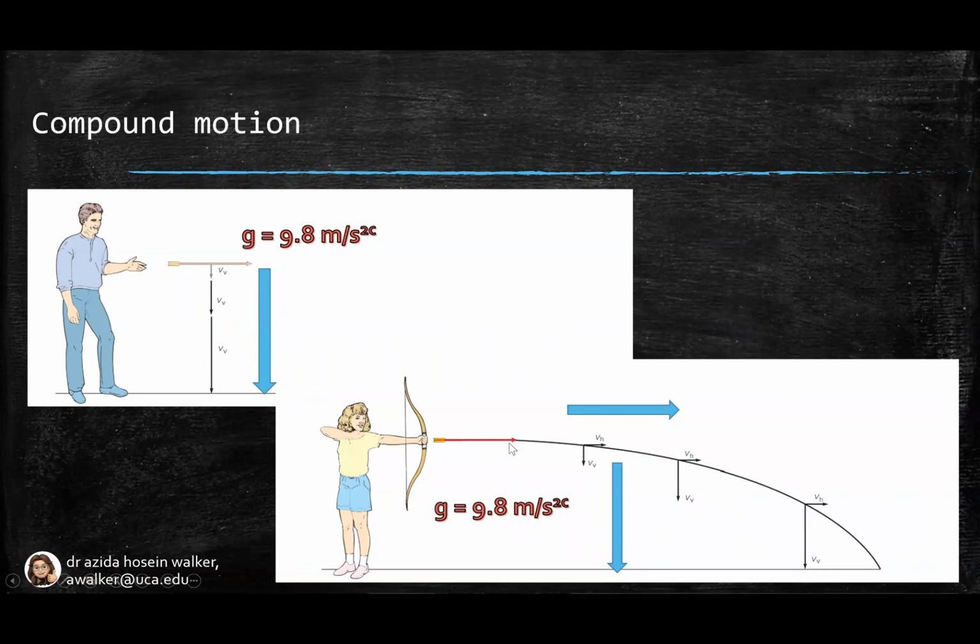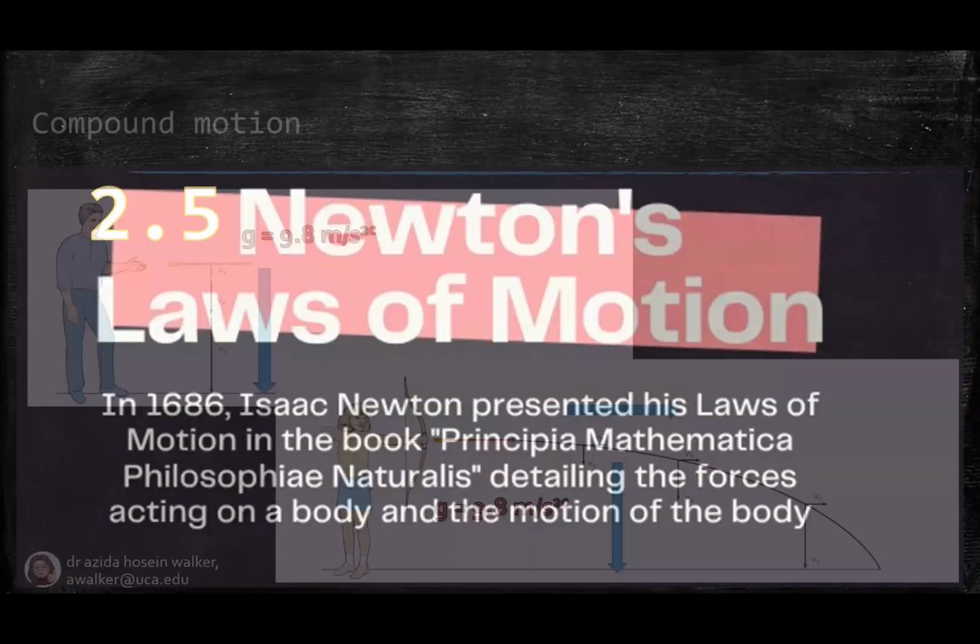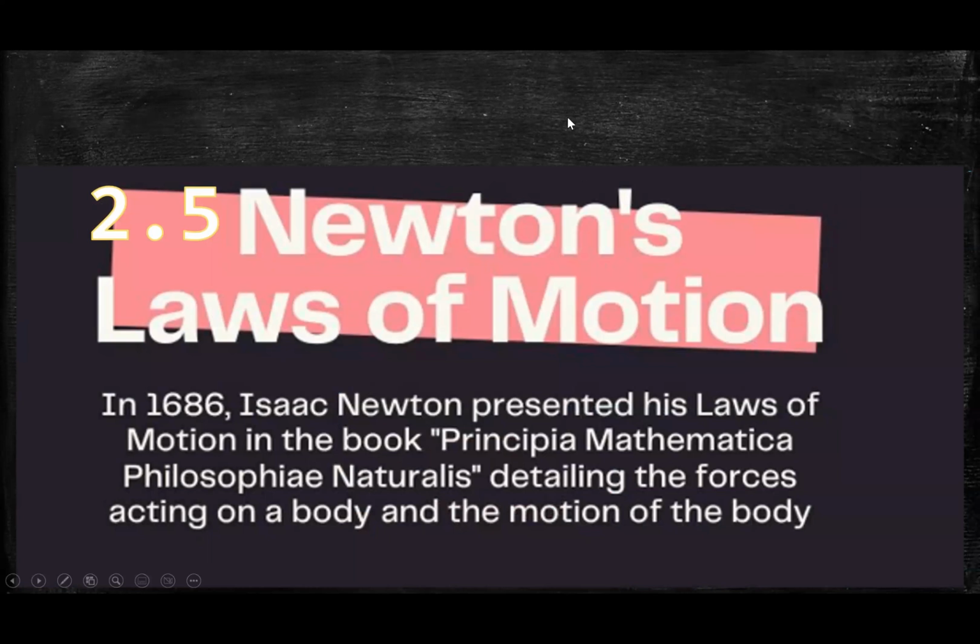So the arrow is going to continue out in the air and will technically, quote unquote, land, which is really when the vertical velocity increases enough to bring the arrow down to the ground. Now we'll talk about Newton's laws of motion.